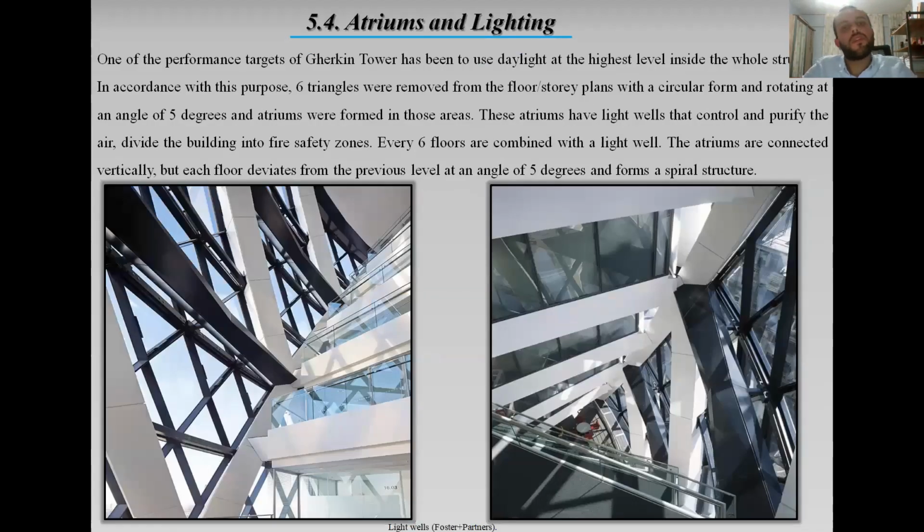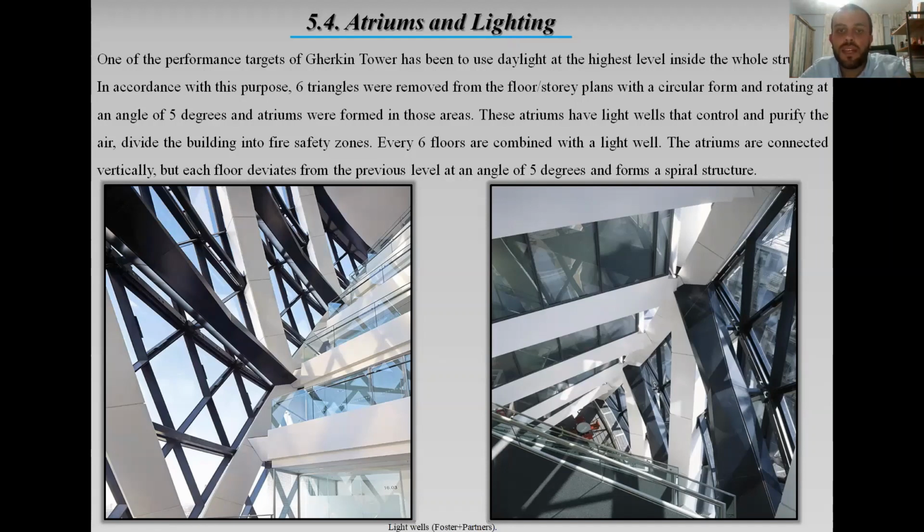5.4 Atriums and lighting. It's very important. One of the performance targets of Gherkin Tower has been to use daylight at the highest level inside the void structure. In accordance with this purpose, 6 triangles were removed from the floor plans with circular form, rotating at an angle of 5 degrees, and atriums were formed in these areas.